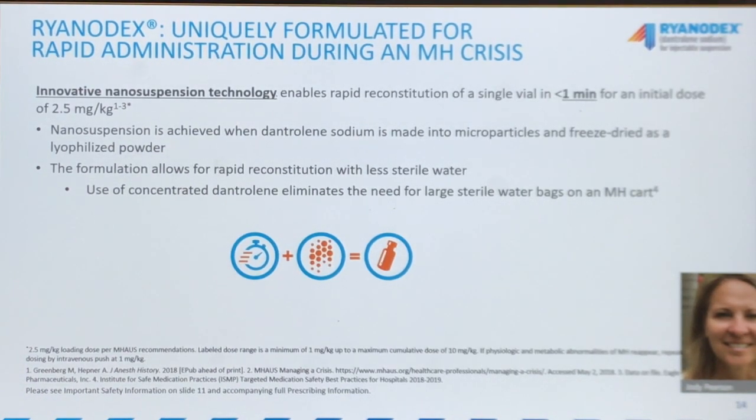Ryanodex is actually an innovative nanosuspension technology. This is a high concentration dantrolene, 250 milligrams is in the one vial, and you will always use sterile water to reconstitute the Ryanodex. We'll go into mixing in just a minute.